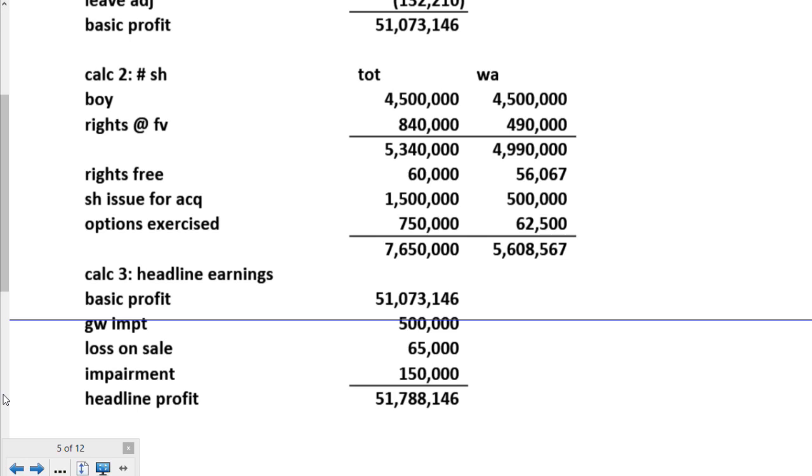Then headline earnings, we start with basic profit that we calculated. There was goodwill impairment, which we reverse. There was a loss on sale, which we reverse, and there was impairment on something else that we reverse. The depreciation stays in. Yeah, we don't adjust for depreciation. We'll end up with that headline profit. So the reversals are to add back these expenses, all of them.